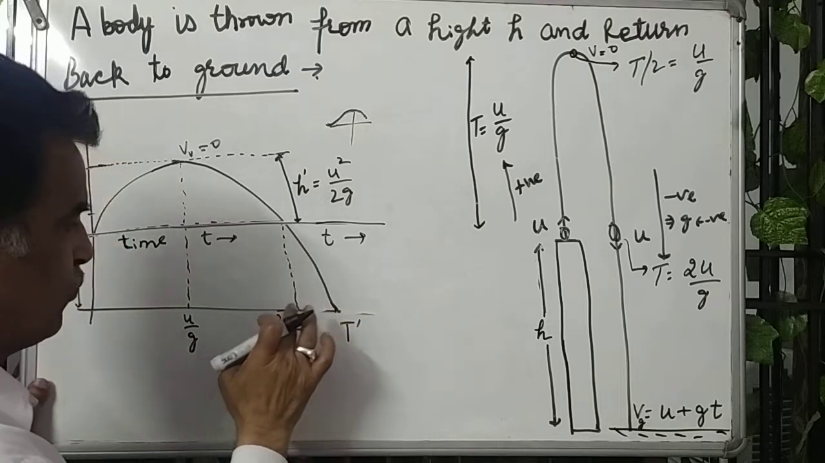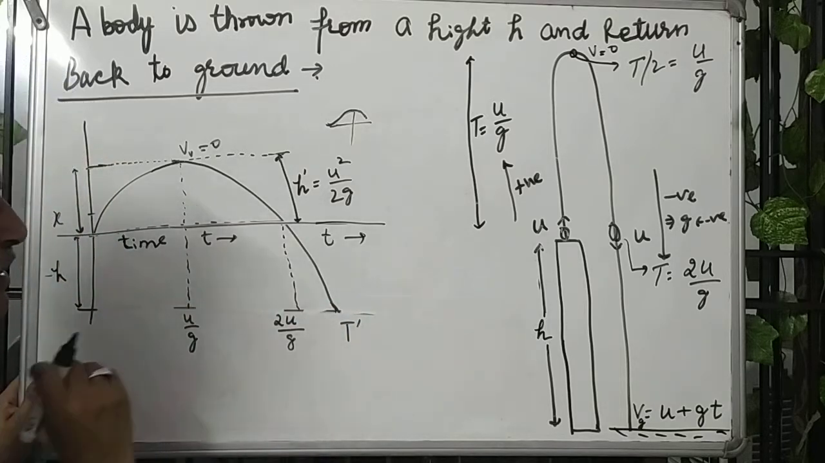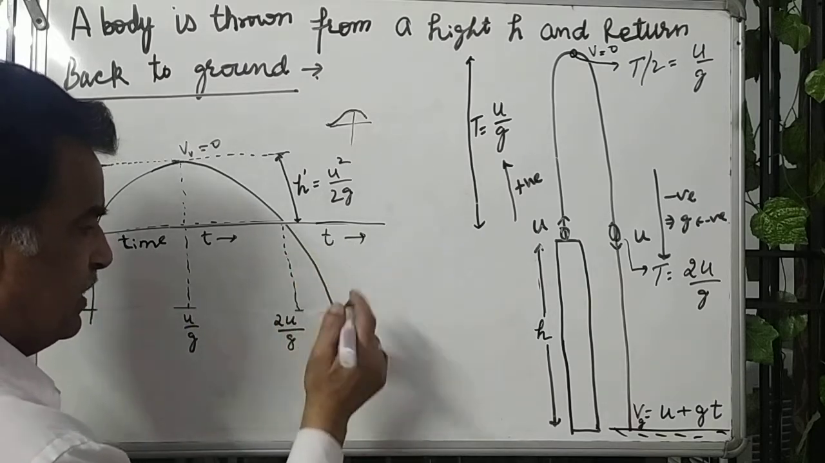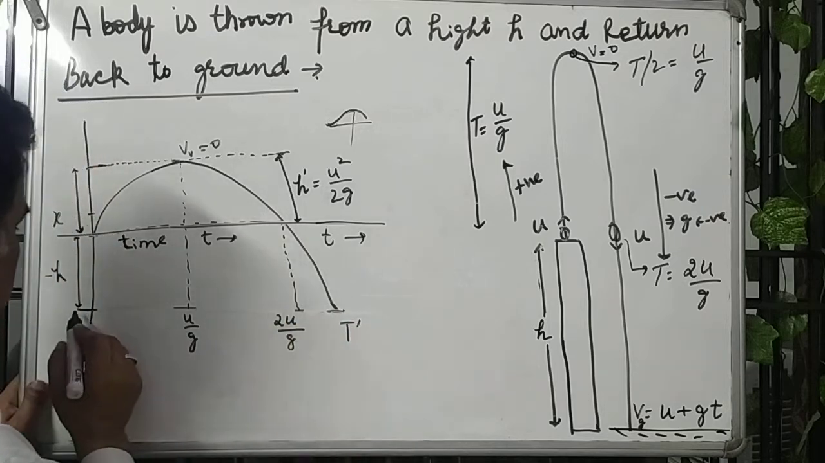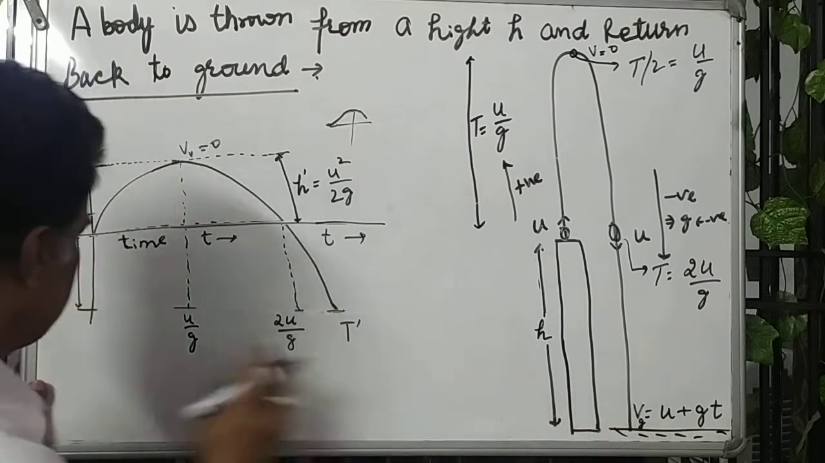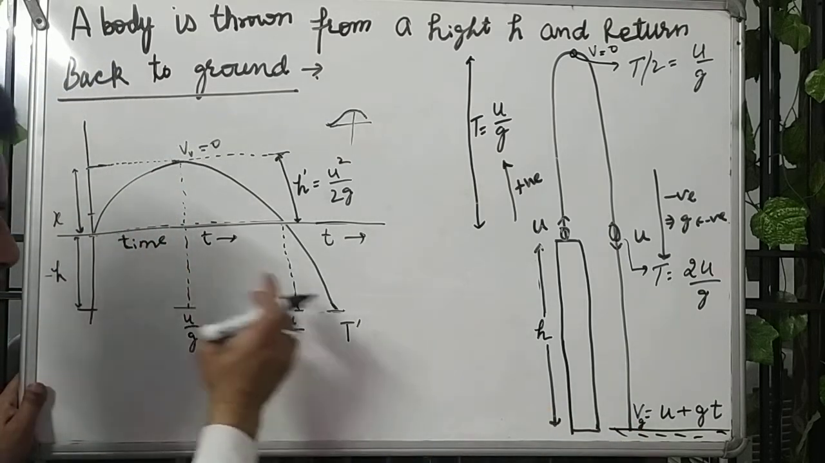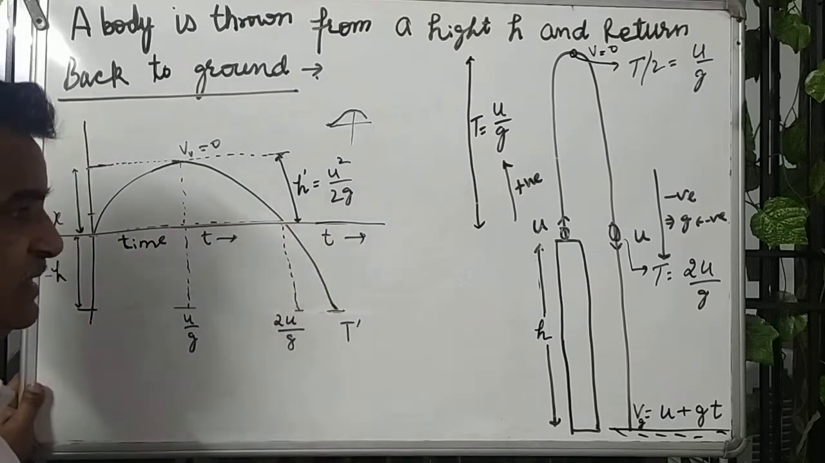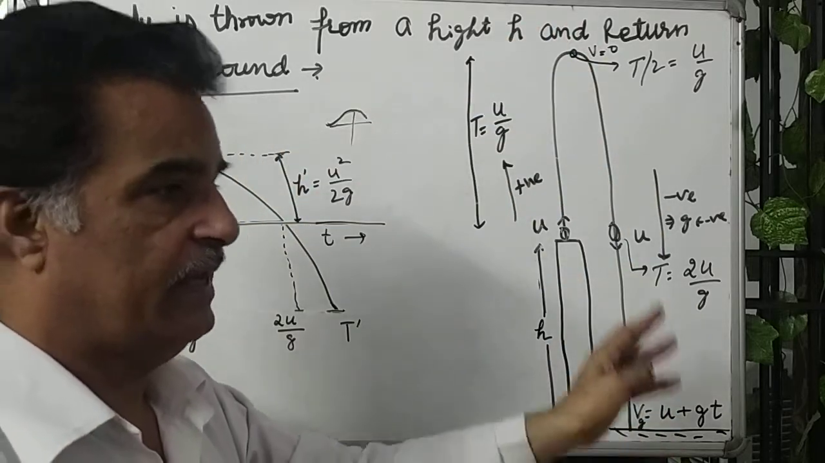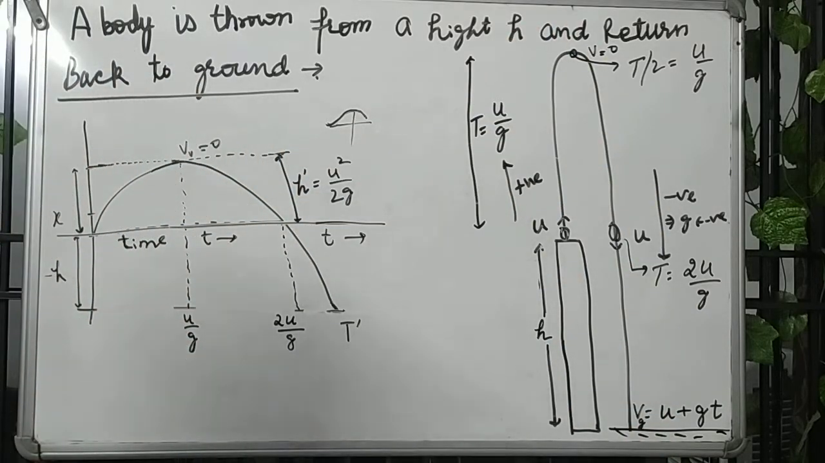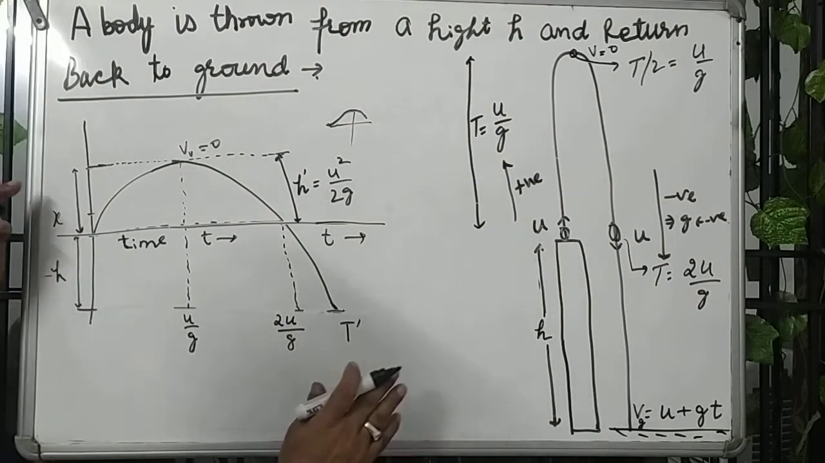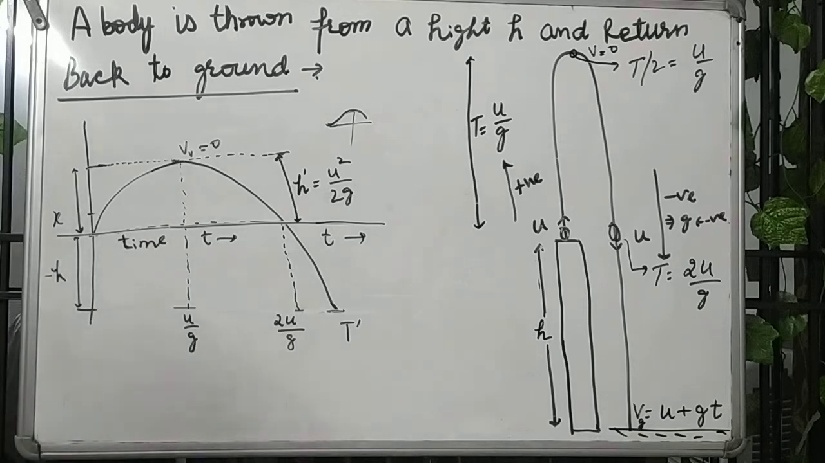So it is coming downwards, and at this point it is at ground level. The displacement from this to this is minus h, and the time is t dash. The curve will be the same, because throughout the journey the acceleration is g, or you can say minus g because it is acting downwards. So this is the graph of displacement versus time.